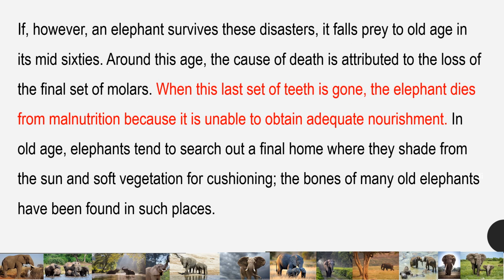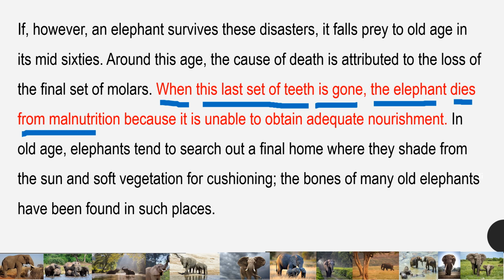This is paragraph 2. Let's focus on the sentence in red. When this last set of teeth is gone, ketika seperangkat gigi yang terakhir ini hilang, the elephant dies from malnutrition. Gajah tersebut mati karena kekurangan gizi. Because it is unable to obtain adequate nourishment. Karena gajah tersebut tidak mampu lagi mendapatkan makanan yang cukup.